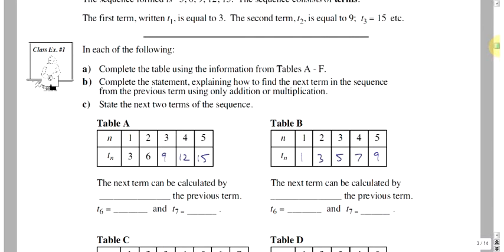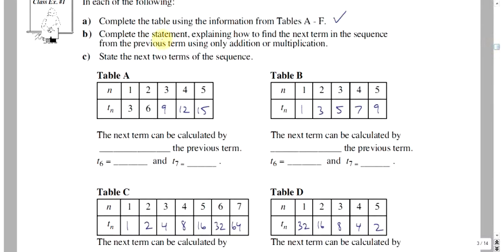Excuse me. Lots of stuff going on here. Okay, complete the tables. Check. Complete the statement explaining how to find the next term in the sequence. But here's the tricky part. We can only use those two words. Okay? State the next two terms of the sequence. So the next term here can be calculated by, is it add or multiply? Yeah, they go up by 3, right? Plus 3, plus 3, plus 3. So if we add 3 or plus 3, okay, we can get these terms.